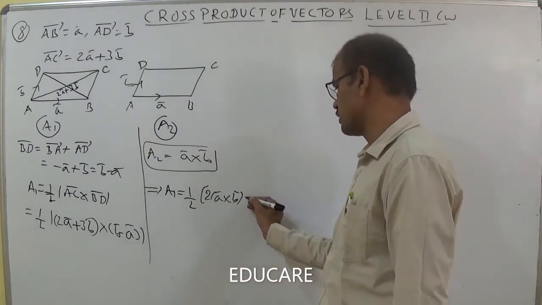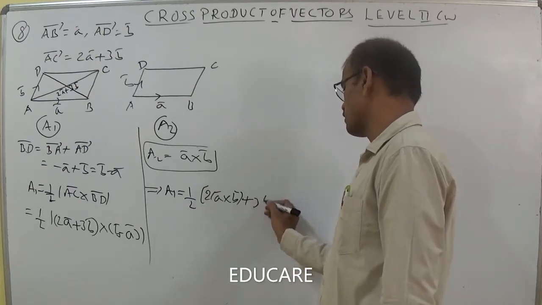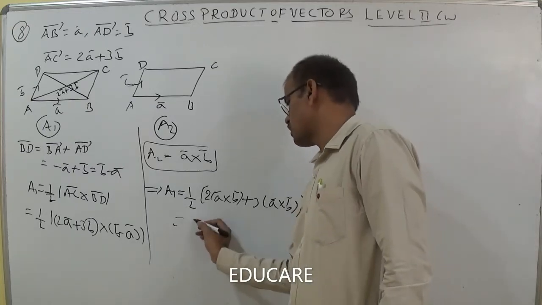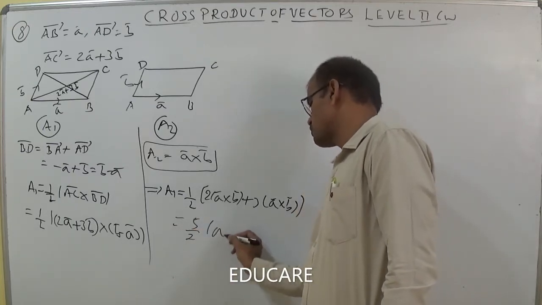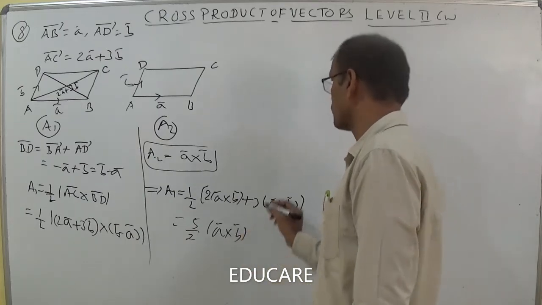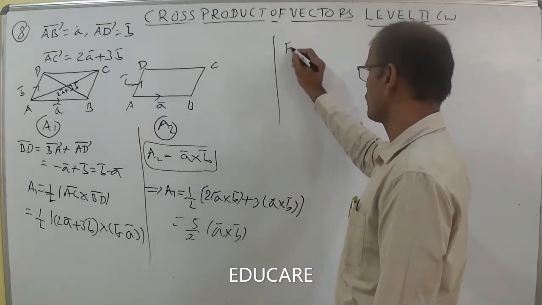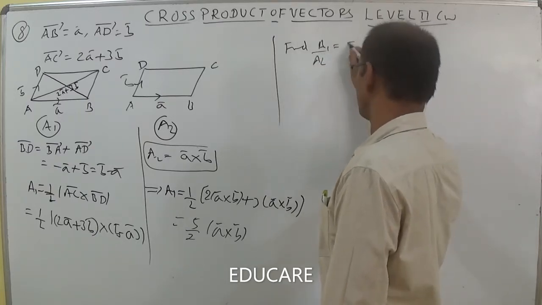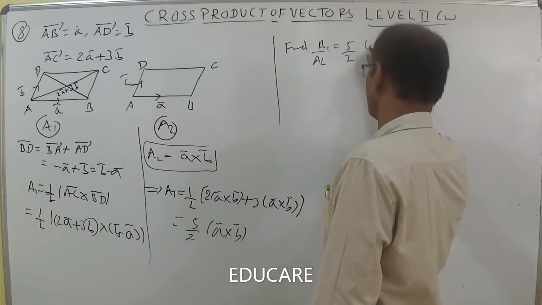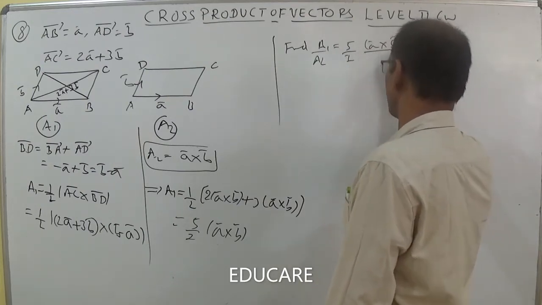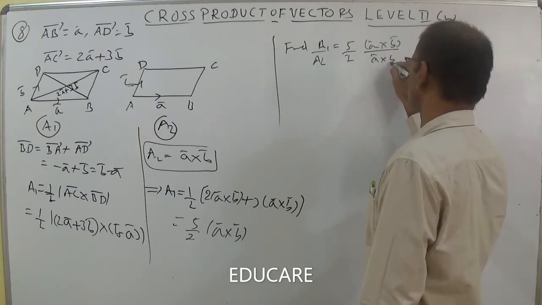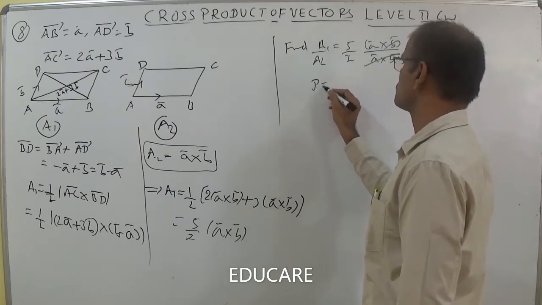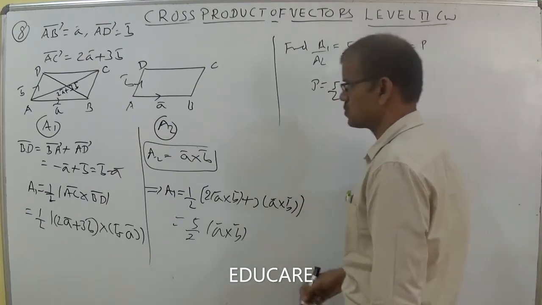Minus 3 into B cross A I am writing as plus 3 into A cross B. So you can write here 5 by 2 into A bar cross B bar. Find A1 by A2: A1 by A2 is equal to 5 by 2 into A bar cross B bar, which is the first area, and simply A cross B is the second area. I think he put the name of this one as P, so the value of P is 5 by 2.